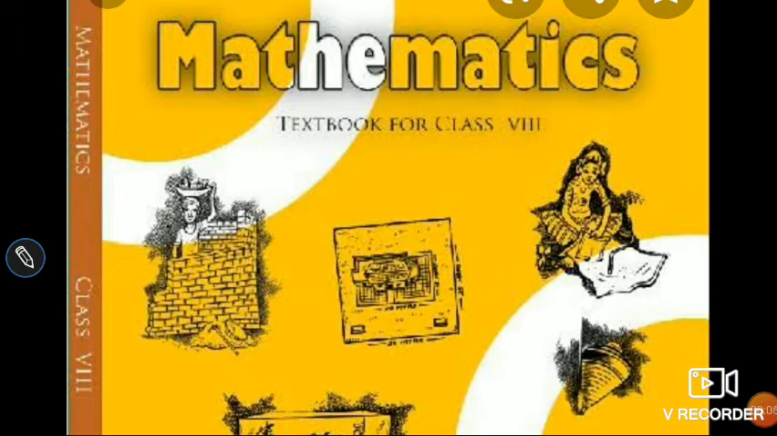And students, we know we are on our chapter number 8, which is comparing quantities. So in the last period, we solved a few sums of exercise number 8.2. So today we will try to solve another few sums of this same exercise. So give proper attention.